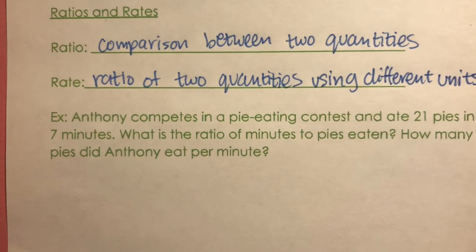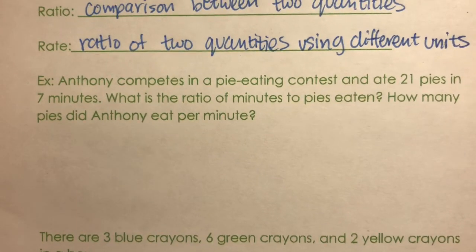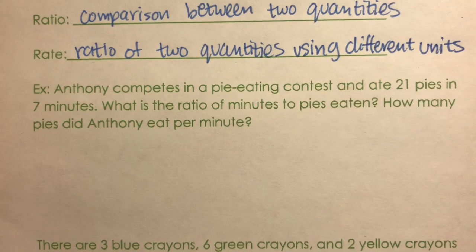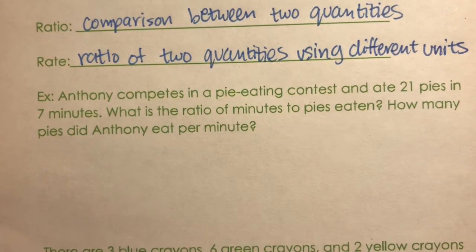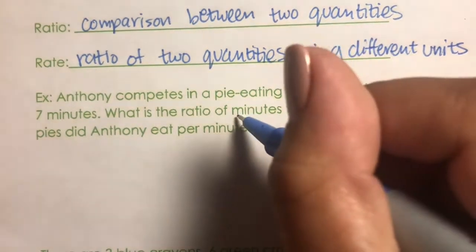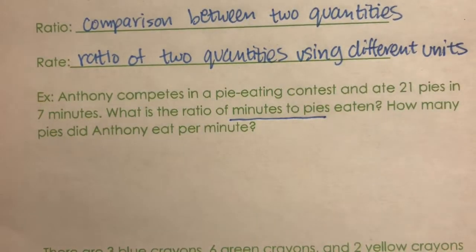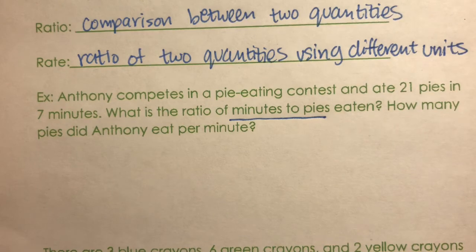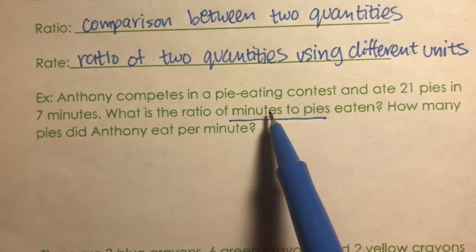All right. So, for example, let's say Anthony competes in a pie eating contest and ate 21 pies in 7 minutes, which is a lot of pies to eat in a very, very short amount of time. So, what is the ratio of minutes to pies? Okay, minutes to pies eaten. And how many pies did Anthony eat per minute? Okay, so first let's figure out the ratio of minutes to pies.